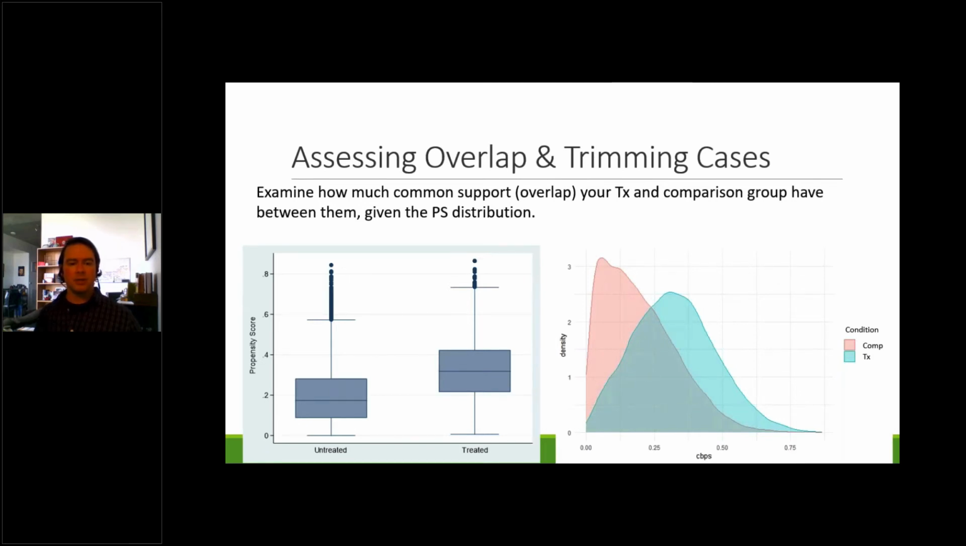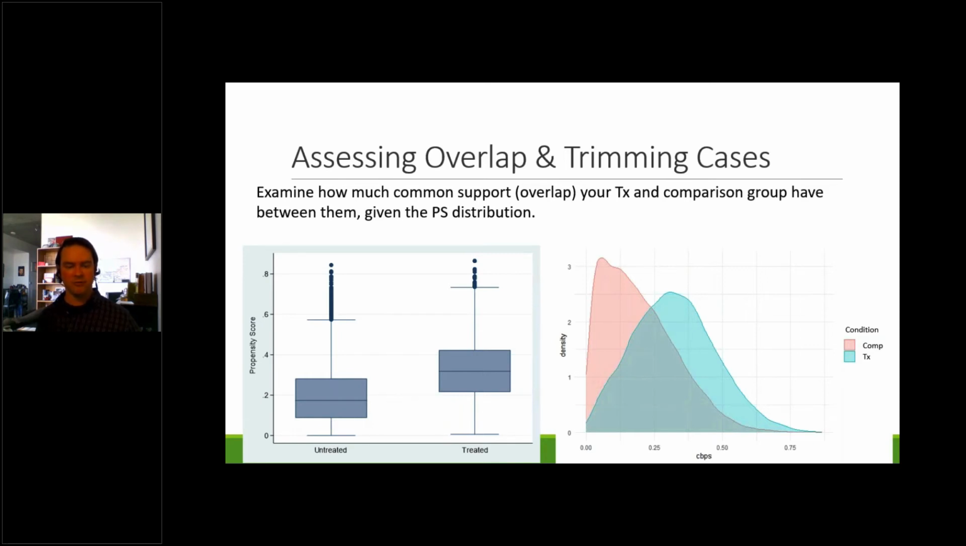As you assess the pre-PSM balance, you will want to examine how much common support or overlap your treatment and comparison group have between them, given the propensity score distribution. A box plot or density plot, as shown here, can be pretty helpful to see the differences. I provide you an example of each here. The plot on the left is plotting a propensity score using Stata, and the plot on the right is out of R. But you can see how much overlap we have between the treatment and comparison group.